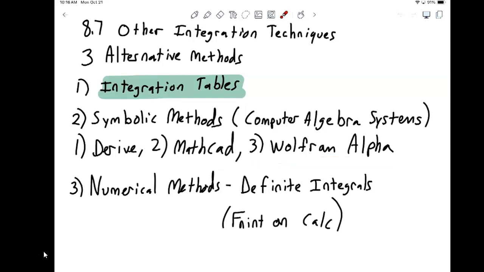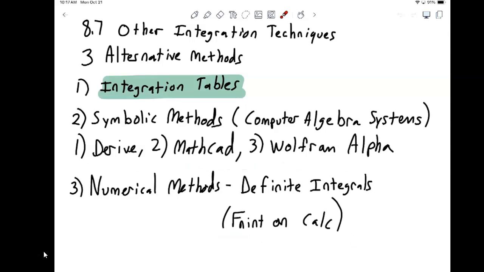For definite integrals, we can use numerical methods, and the one we rely on here is the fnInt on our calculator. If you're curious about some other numerical methods, there is a topic in your textbook, chapter 8, section 6, that talks about a couple of numerical approximation methods, but they're not as good as our fnInt on our calculator, not as accurate. So we're just going to rely on that one. It's available to us, our function integration on the calculator. And a lot of these algebra systems as well have their own built-in numerical approximation methods as well.